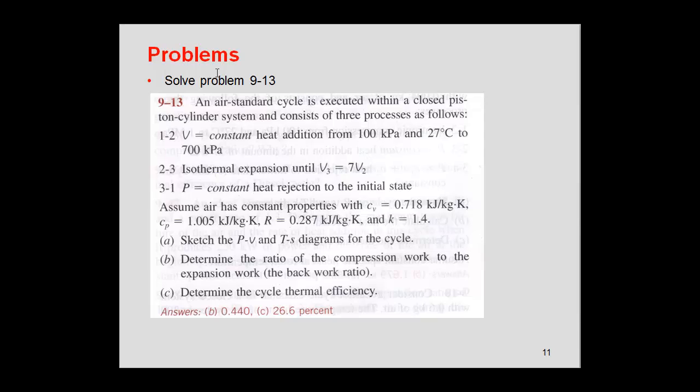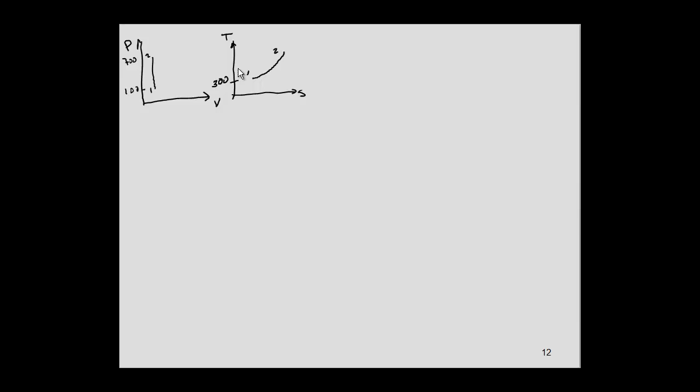The second process says that we have an isothermal expansion until we get V3 equal to 7 times V2. So in isothermal expansion, we'll look in the TS diagram as a horizontal line, and in the PV, the expansion will require volume to increase, pressure to decrease. We're going to do a line like this.